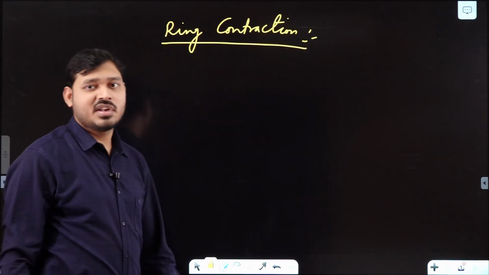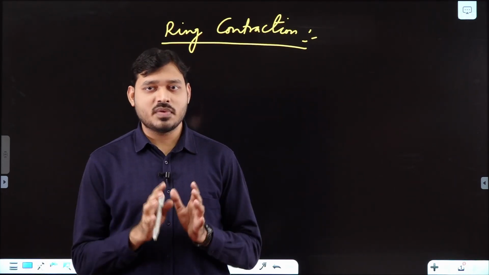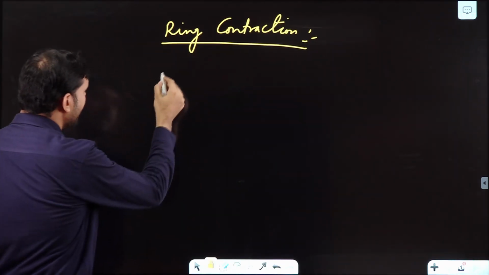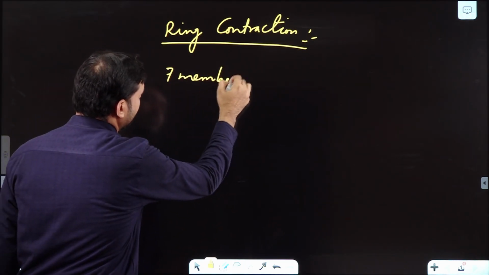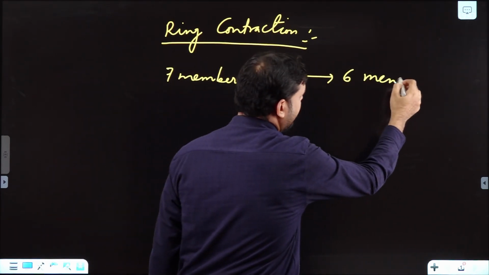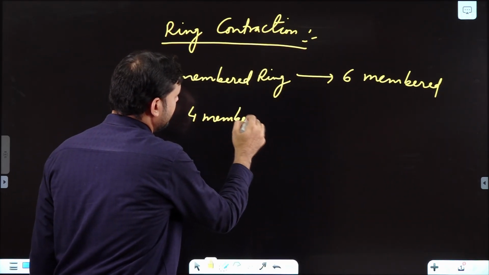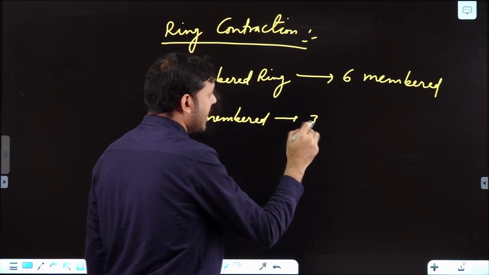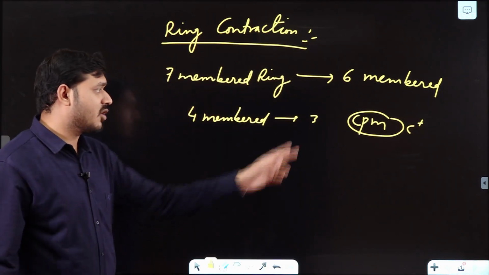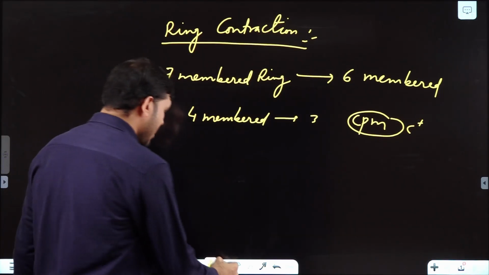Ring contraction. Now dear students, understand, ring contraction is a very different case which is studied in organic chemistry in very few cases only. What happens? If you are having a 7-membered ring, to attain stability, it becomes 6-membered. Okay. And one more case studied is 4-membered to 3-membered. And that is a special case of the CPM carbocation only. Okay. You remember the cyclopropyl methyl carbocation. In such a case only that is possible. Okay. I am just telling you an example.